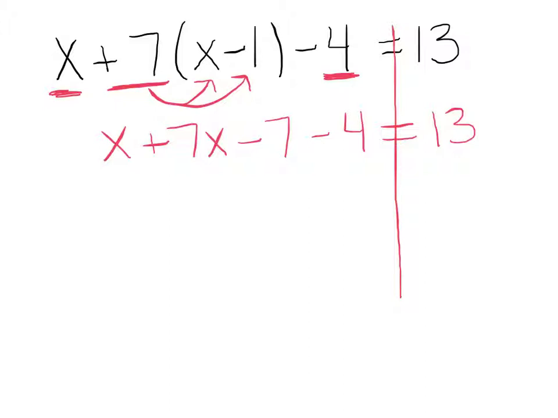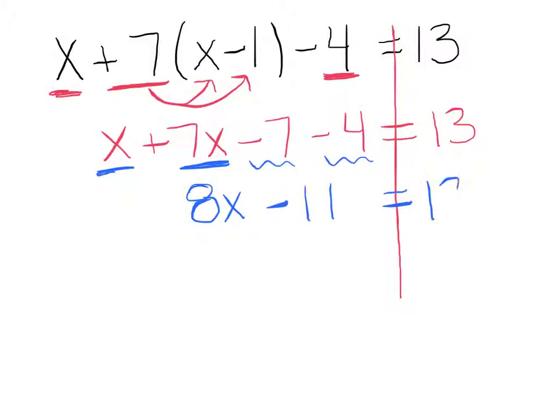Now, if you remember the previous video, we talked about like terms, combining like terms. Do you see any here? We have 1x and we have 7x's, and that is not a very efficient way to write that. Let's combine these and say that we have 8x's. Okay, and on the other side, it looks like we have negative 7 and negative 4. Again, not very efficient. Let's combine them. Negative 7 and negative 4 is negative 11.